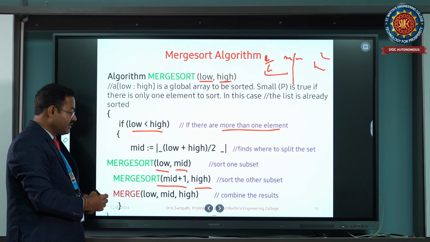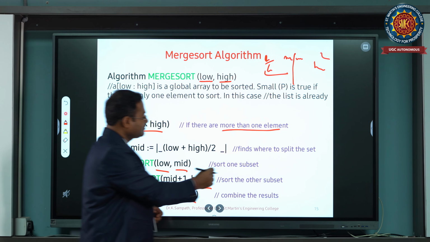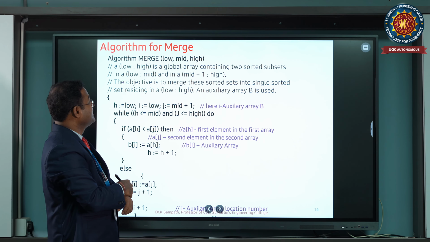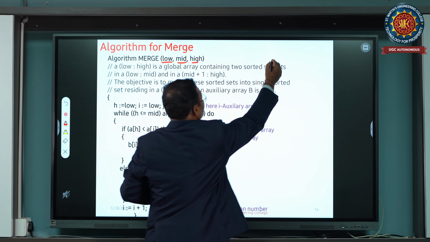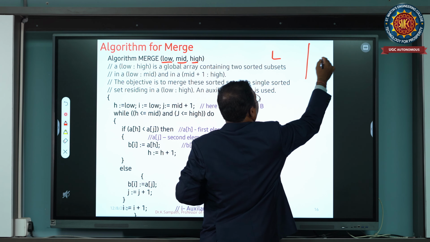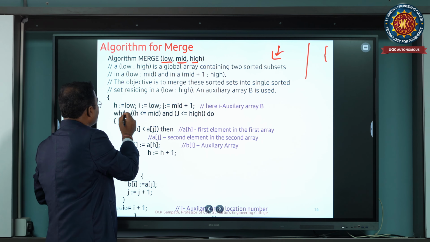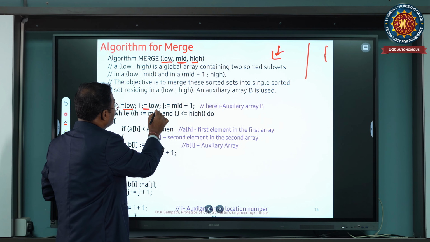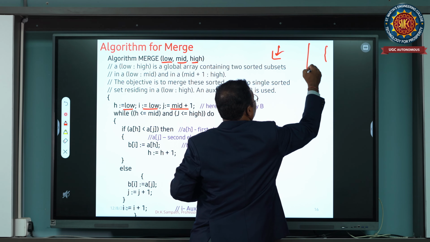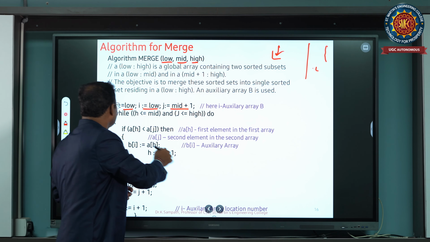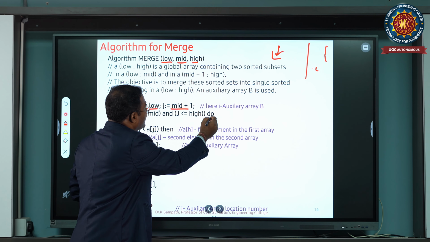Then in the merge procedure we follow low, mid and high. Next, the algorithm for merge: for merge we take low, mid and high positions. In this one, I am taking H as low, I as the auxiliary array index, and J as the mid plus 1 position, while H is less than or equal to mid and J is less than or equal to high.